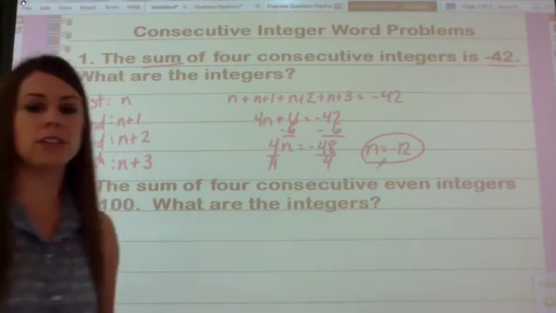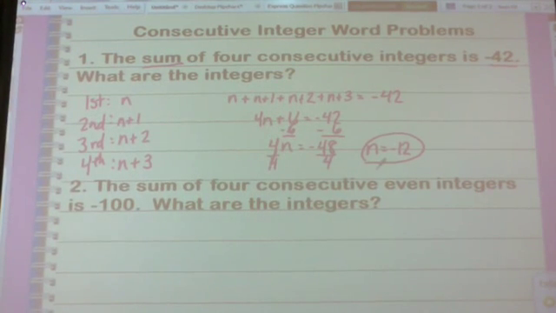So that's my first integer. So my first integer is negative 12. Negative 12 plus 1 would be negative 11. Negative 12 plus 2 would be negative 10. And negative 12 plus 3 would give me negative 9. So these are the 4 integers that add up to negative 42. Now if you want to check your work, you can add these together and you will get negative 42.